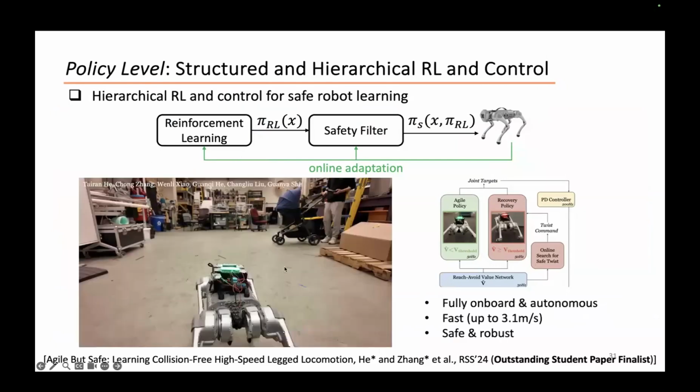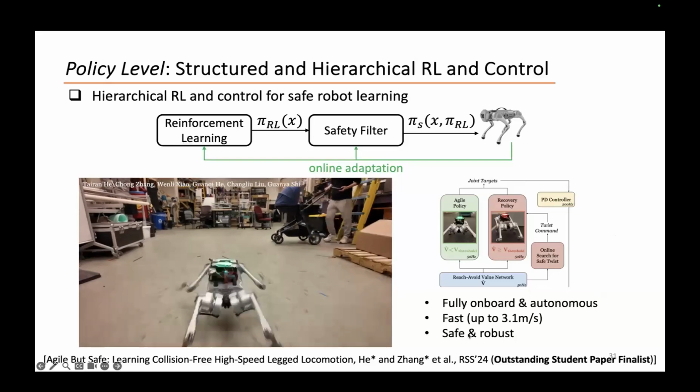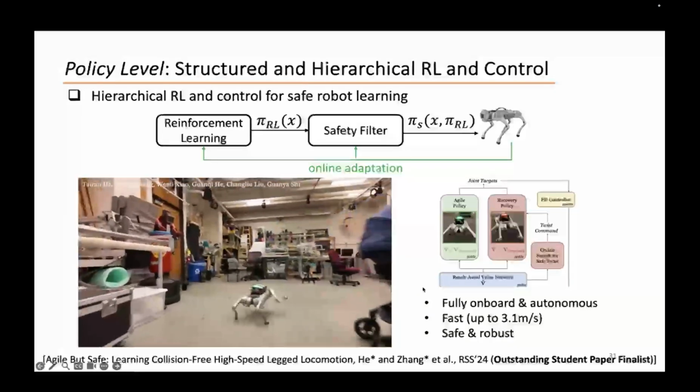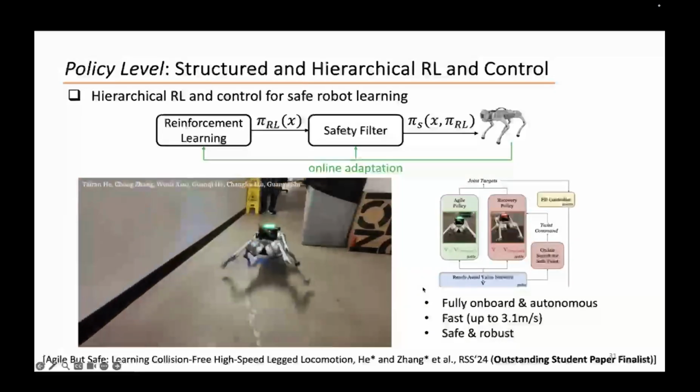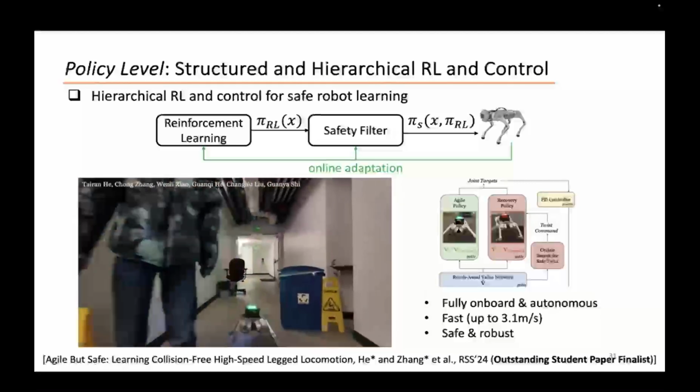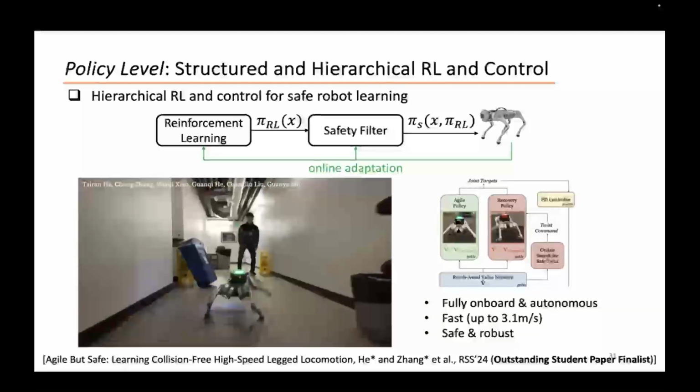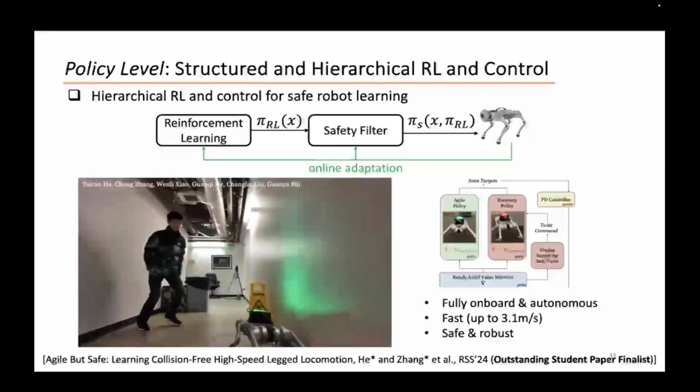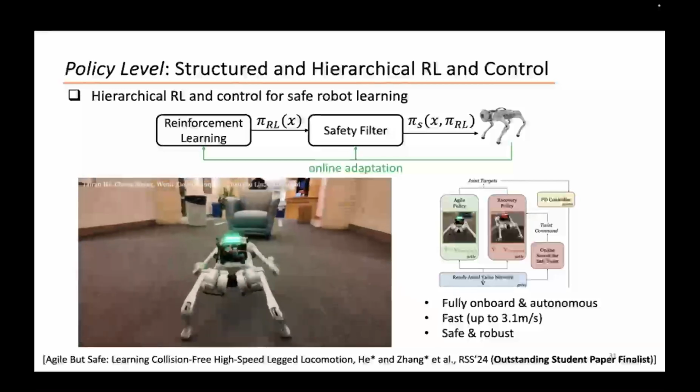So in this paper called Agile but Safe, we use a reachability-based safety filter, learned from a reach-avoid value function, trying to filter out unsafe actions from this reinforcement learning policy. You can see in this video, the learned policy is simultaneously safe and agile, right? The robot can traverse a very narrow corridor with collision avoidance guarantee by learning this filter value function.